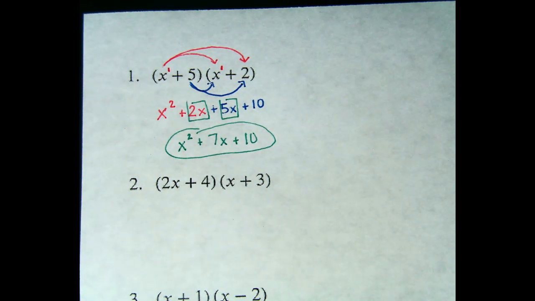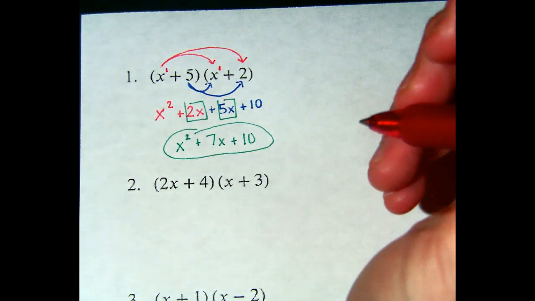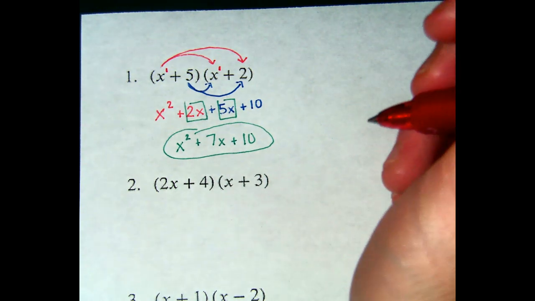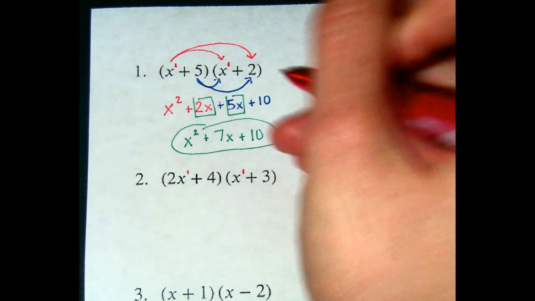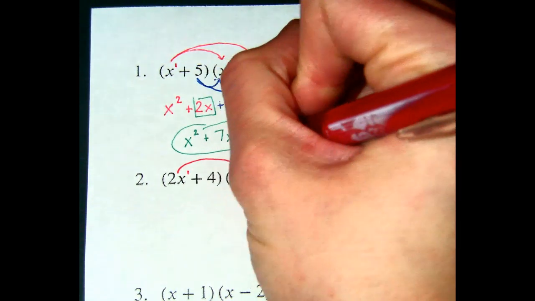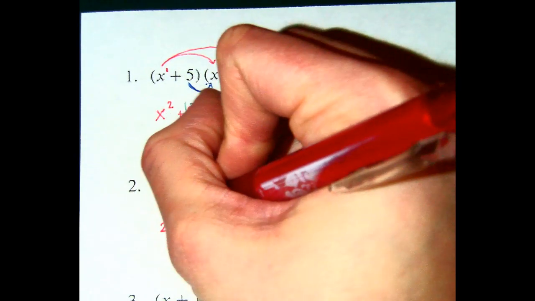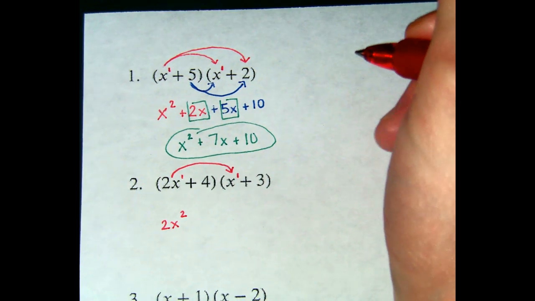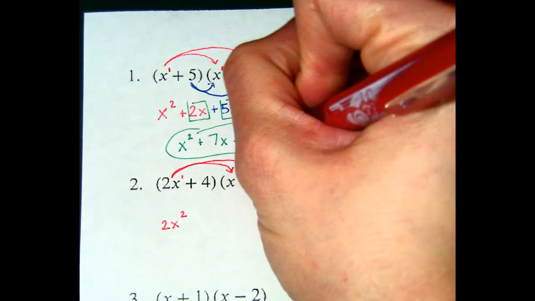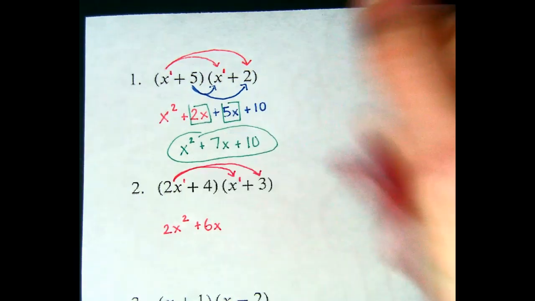You could distribute from the right. It does not matter, as long as one gets distributed to the other. Alright, so what do we need to distribute first then on number 2? The 2x with what? Which is 2x squared. What else does 2x go in? Which is what? 6x.